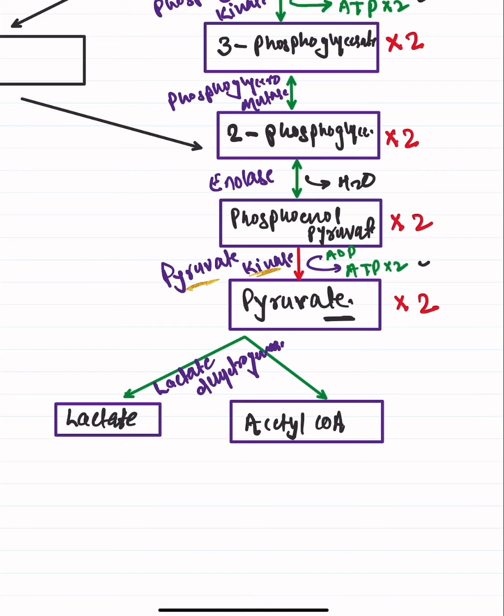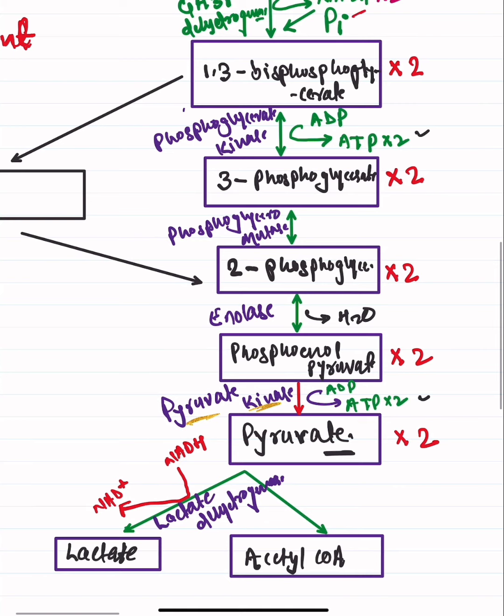Pyruvate will change into lactate. What happens is that this will use NADH and will turn into NAD+, right? As you can see here, we are getting NADH, but we are using that NADH here and we are regenerating the NAD+, right? But why? We have got energy and we are using that energy and producing lactate. As you know, lactate is not very useful for us here. We are doing this reaction for some purpose.